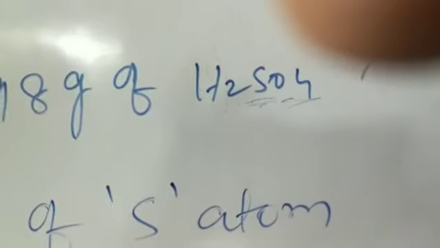Now, next question, you focus it. Actually, in H2SO4, only 1 sulfur atom is present. So 1 mole of sulfur atom is present in 1 molecule of H2SO4. So its answer is 1 mole of sulfur atom is present in 98 gram of H2SO4. 98 gram of H2SO4 means 1 mole of H2SO4. So 1 mole of sulfur atom is present.